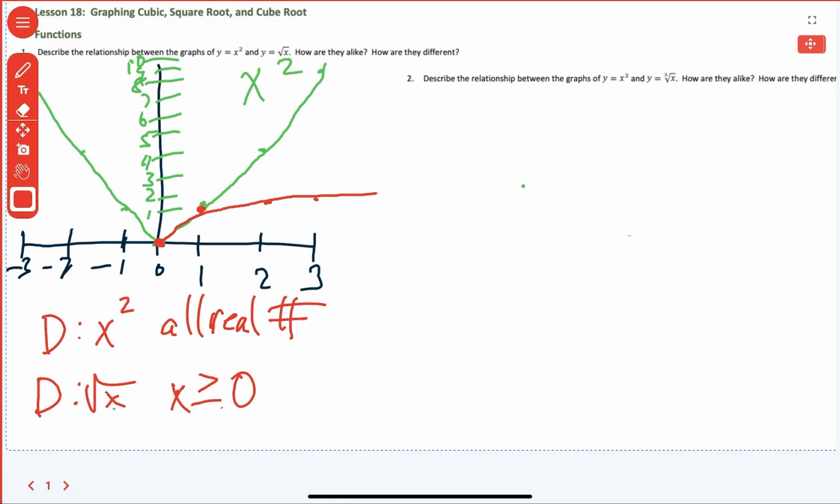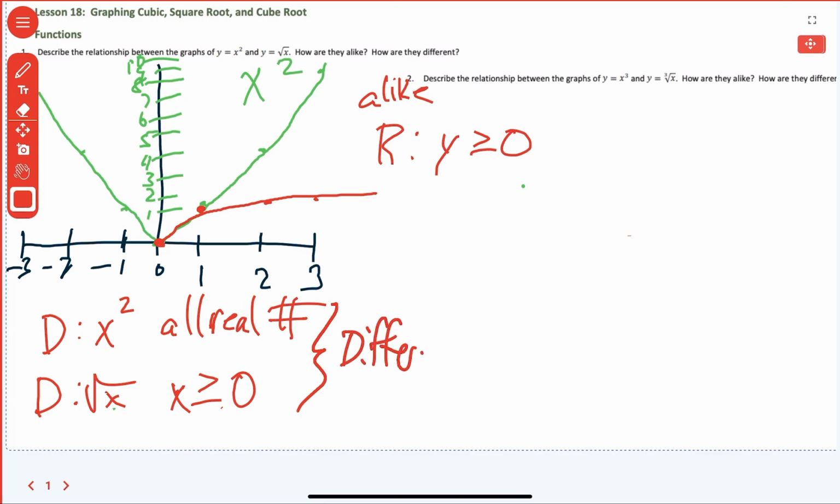Oh, here's a way that they're alike. The range for both is what? Y is going to be greater than or equal to 0, right? You're never going to have a negative there. You see that? That's how they're alike. And that is how they're different.